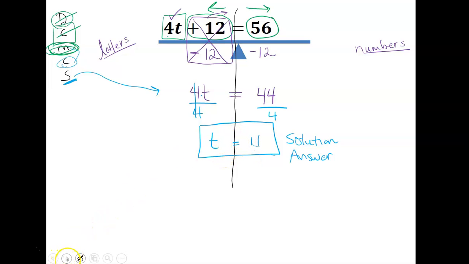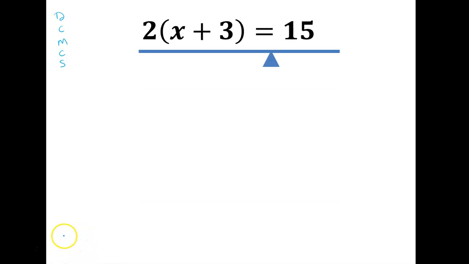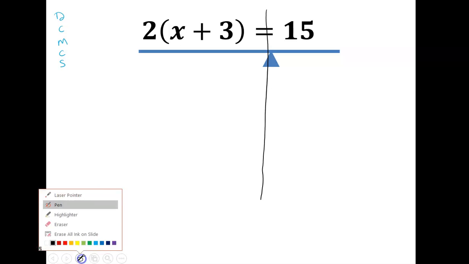Okay, let's look at one that has another step added to it. And again, we're going to see if we can follow these steps through. First thing I'm going to do is throw this thing on a seesaw. I need to keep it balanced. I want to make sure that whatever I do to the left, I do to the right side. So I'm going to drop my line so I don't ever lose my equal sign.